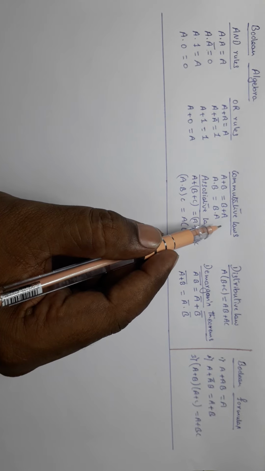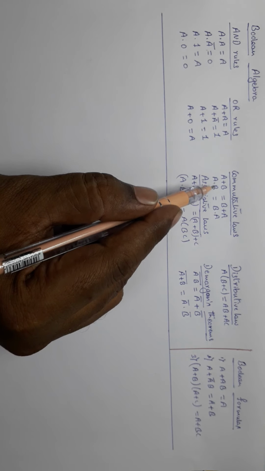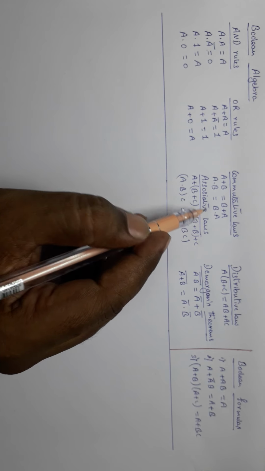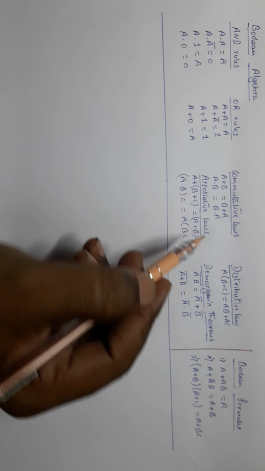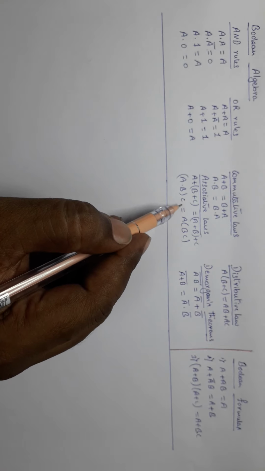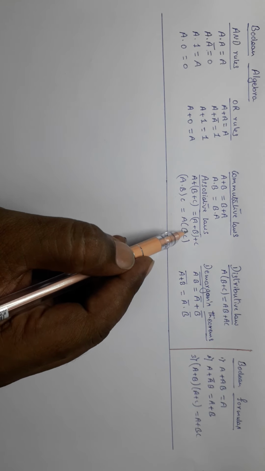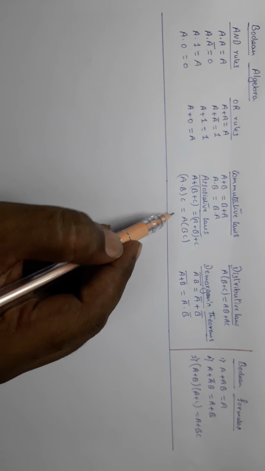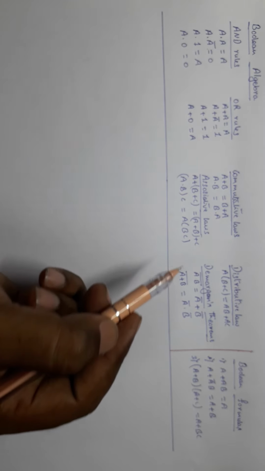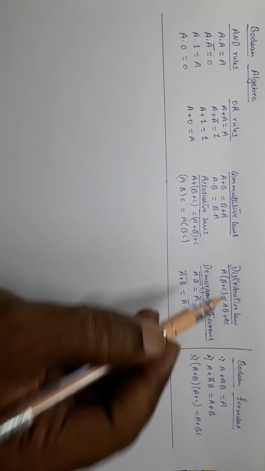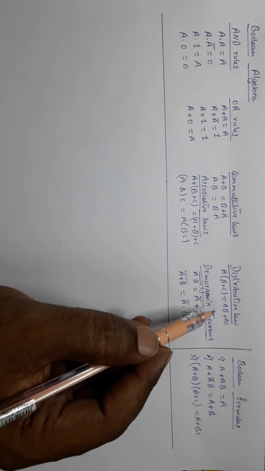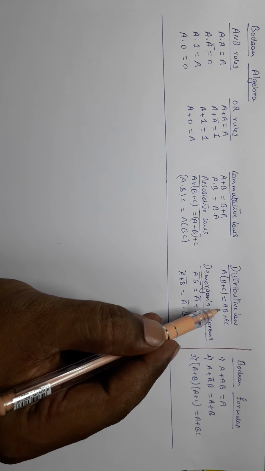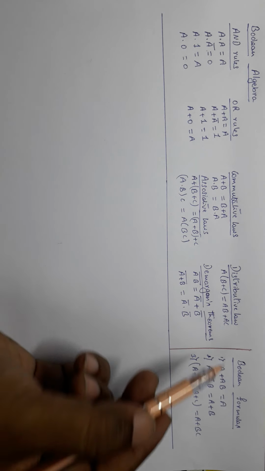Next, commutative laws. A plus B equals B plus A, and A into B equals B into A. Next, associative laws. A plus B plus C equals A plus B plus C. A into B, C equals A into BC. And also, you know the distributive law. A into B plus C equals A into B plus A into C.